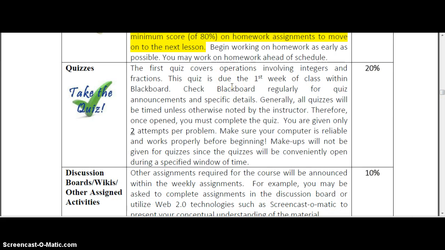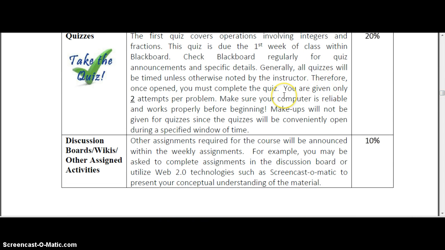Quizzes. The first quiz covers operations involving integers and fractions. Actually, your first quiz is a syllabus quiz, okay? So this is the first math quiz, I guess you can say. Quizzes are worth 20% of your grade. I will put quizzes in WebAssign, and you're given 2 attempts per problem to get it right. So you need to know, although for homework you have unlimited chances to get the problem correct, for quizzes you only have 2 attempts per problem.